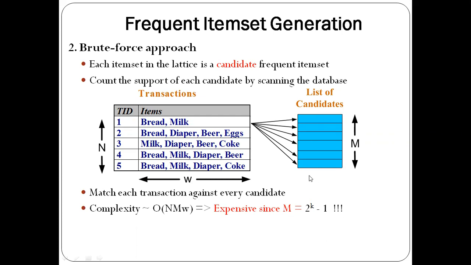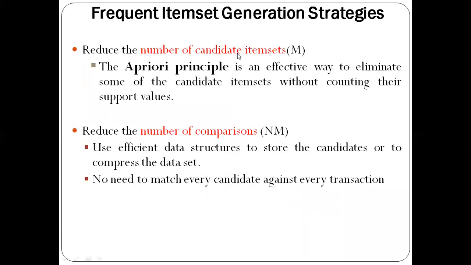So if you have k items, then the total number of candidate item sets will be 2^k - 1. So both the approaches are computationally expensive here. Then what do we need to do in order to reduce the complexity and the expense of frequent item set generation? In order to reduce the complexity, we will be following two strategies here.